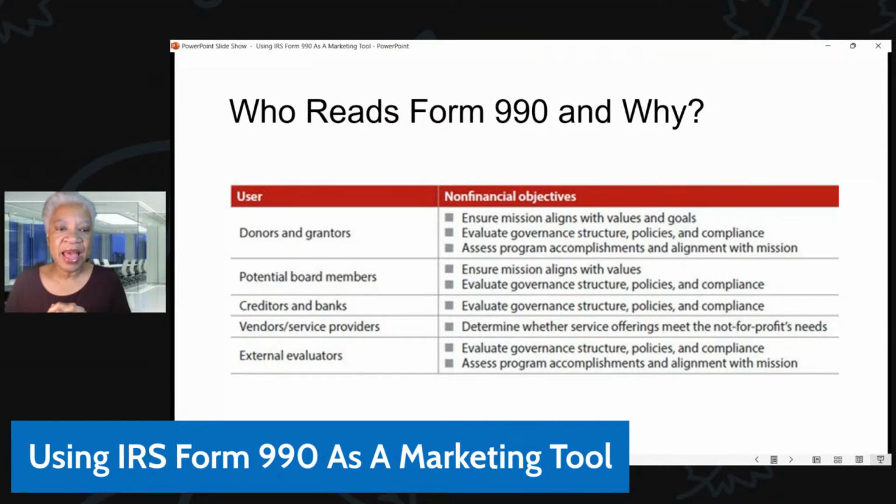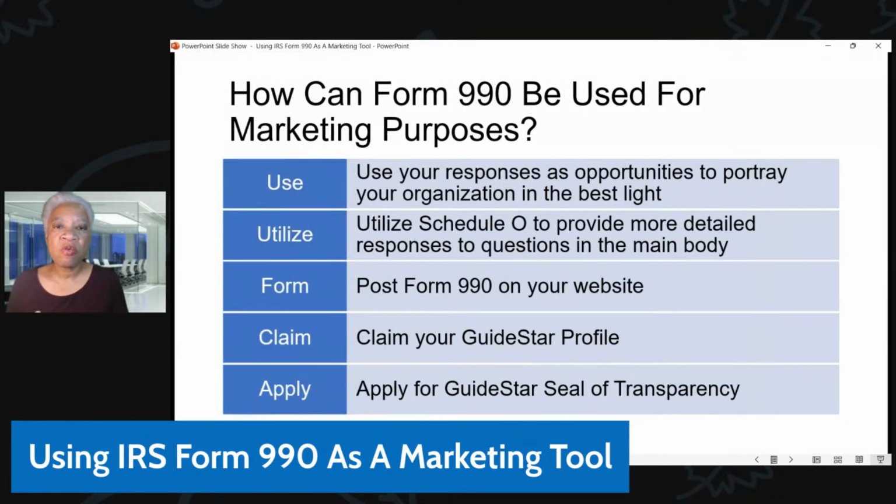We're going to be focusing today on donors and grantors and how you can make yourself more attractive to them. All right, so how exactly can you use Form 990 for marketing purposes? One, you want to use your responses as opportunities to portray your organization in the best light. There are pages and pages of information asking you tons of questions on your business practices and your business relationships. They want to get a sense for how well the organization is managed, and what policies you have in place to manage conflicts of interest, whistleblowers, document retention, et cetera, et cetera.